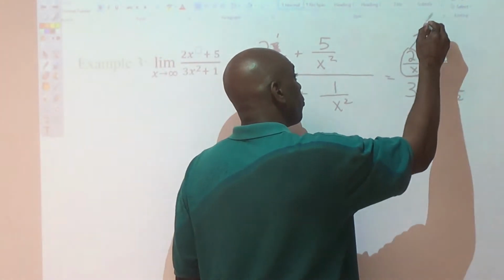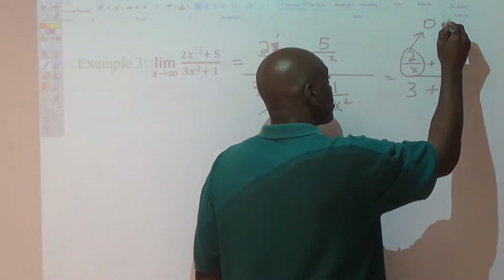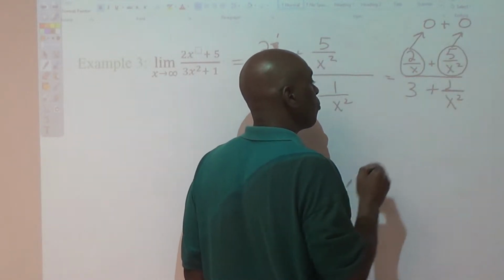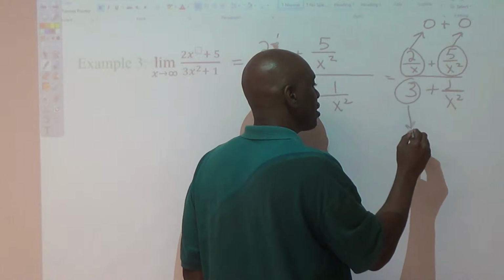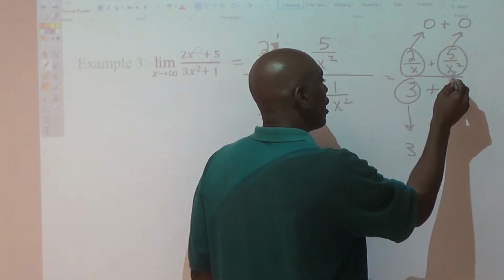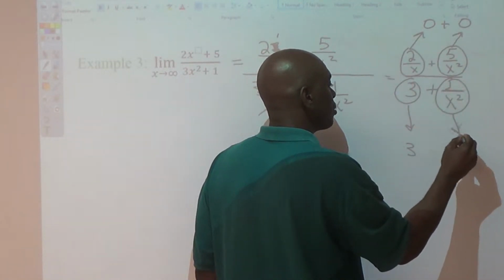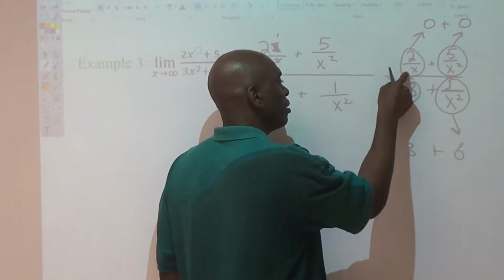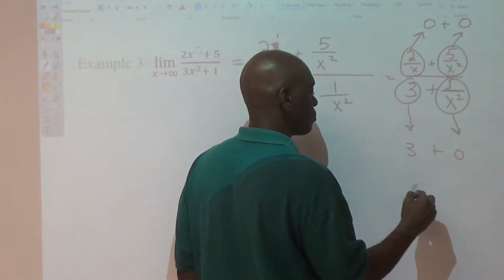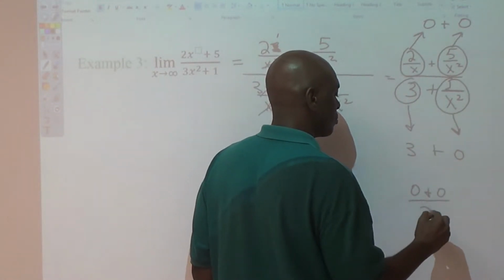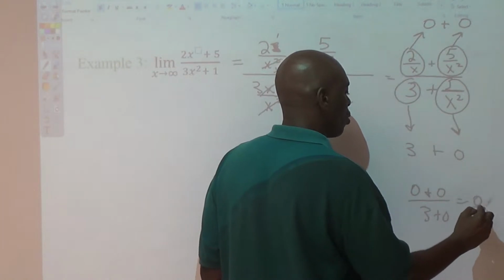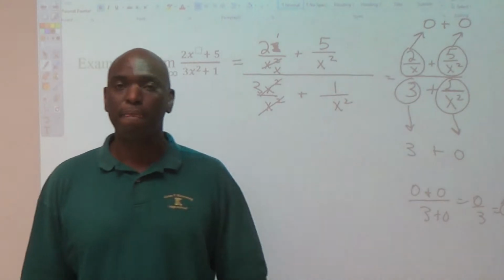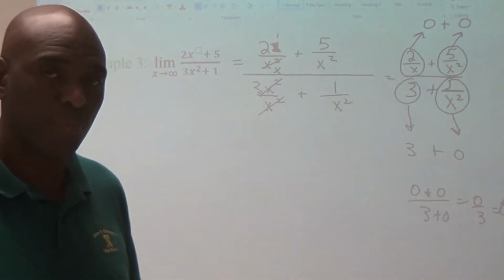This approaches 0. Plus, this also approaches 0. 3 approaches itself, 3. And 1 over x squared approaches 0. So I have 0 plus 0 over 3 plus 0, which is 0 over 3, which equals 0. So that limit is 0.